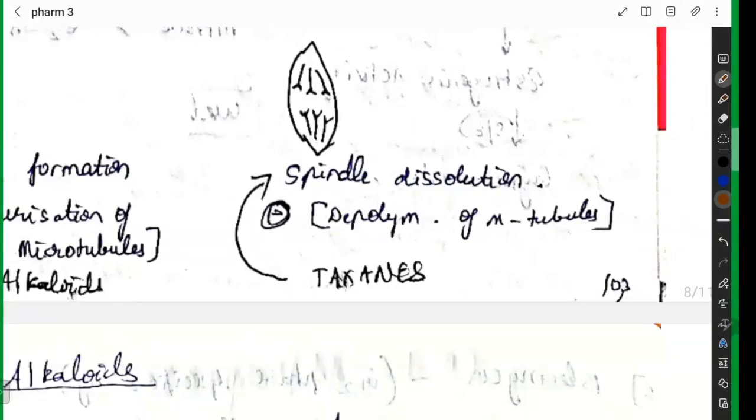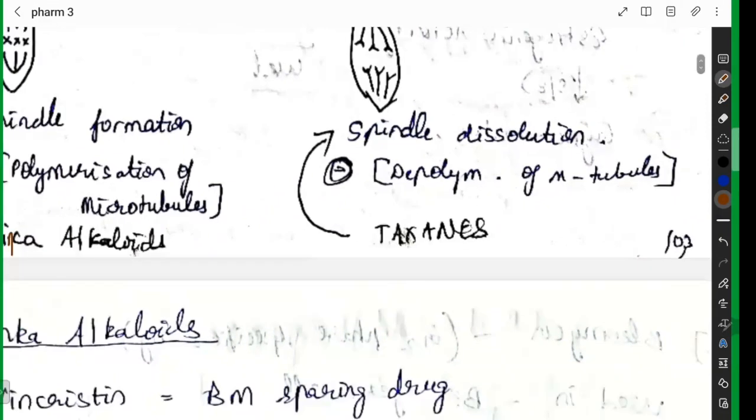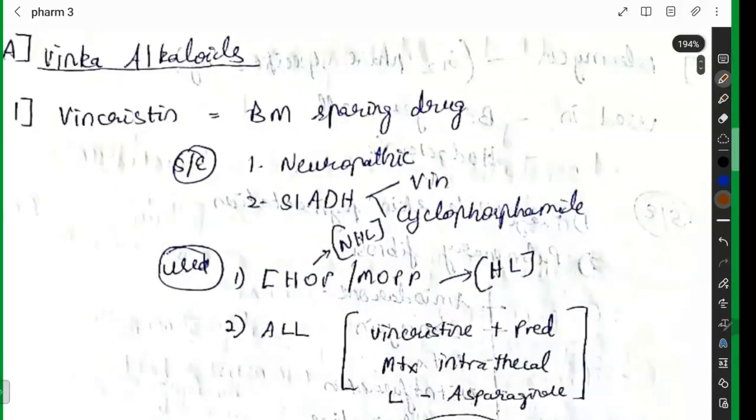So we are going to see two groups of drugs. Number one, Vinca alkaloids. The first drug in your Vinca alkaloids is going to be vincristine. Remember, vincristine is a bone marrow sparing drug. What are the side effects you are going to cause? There is going to be neuropathic pain. The patient will be having SIADH. What is SIADH? It is nothing but syndrome of inappropriate antidiuretic hormone. There is excessive production of antidiuretic hormone-like substances. So that is going to be there in your vincristine as well as in your cyclophosphamide also.